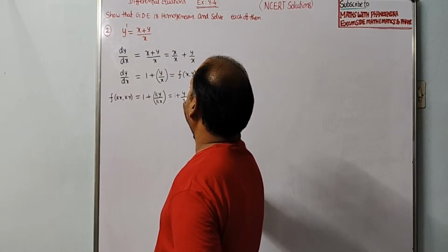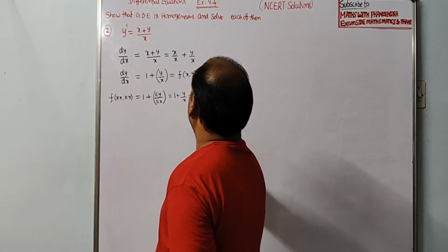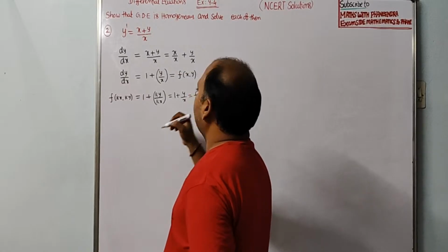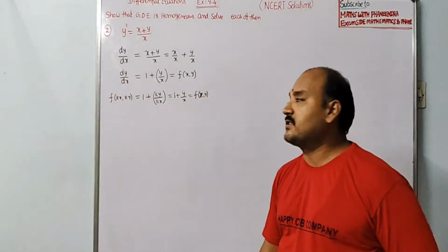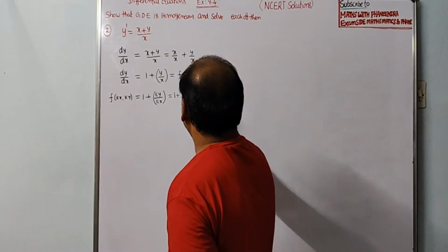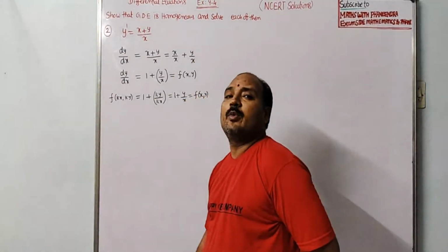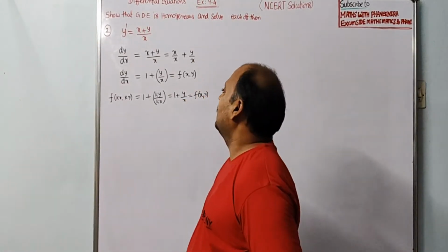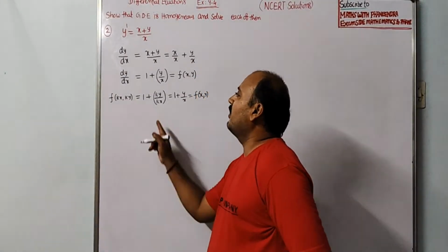Again we are getting f of 1 by x only, no? Whenever you are expressing f of kx comma ky equal to f of x comma y form, then it is called a homogeneous equation. Here what is the degree? Only 1 degree.